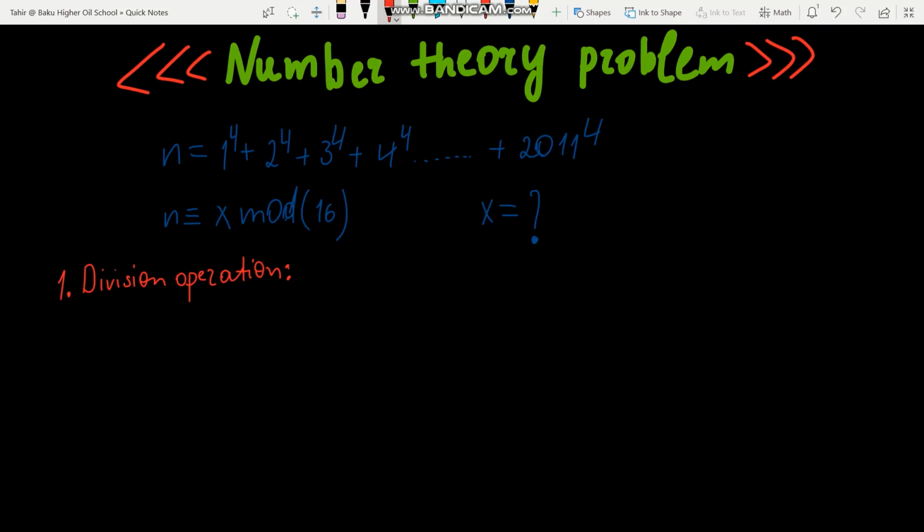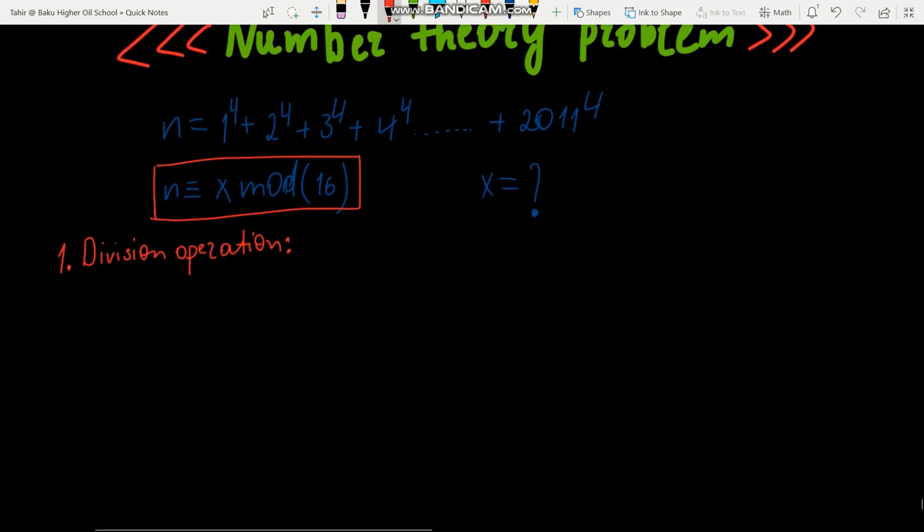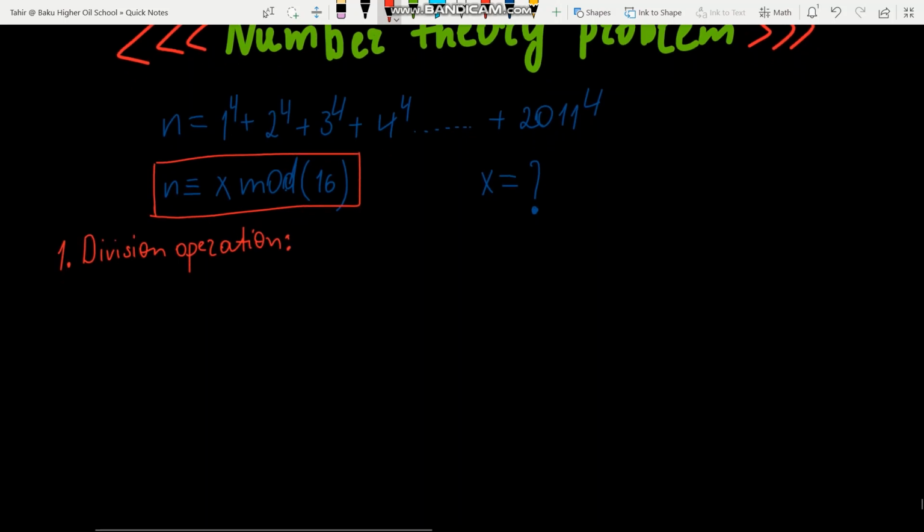The problem statement is that n, which is a natural number, is equal to 1 to the power 4 plus 2 to the power 4, and this continues till 2011 to the power 4. We are asked what n is when we find it mod 16. First of all, I want to explain what this means, and we are asked to find what x is equal to. Let's talk about the division operation.